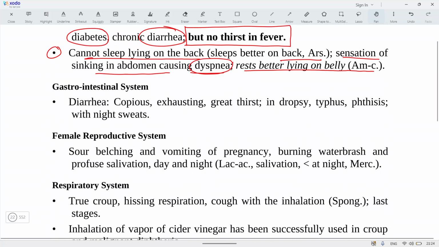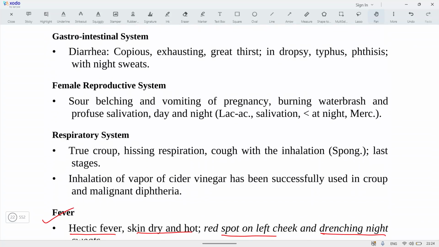Now come to the particular case. As we also know that in chronic disease, Dr. J.T.